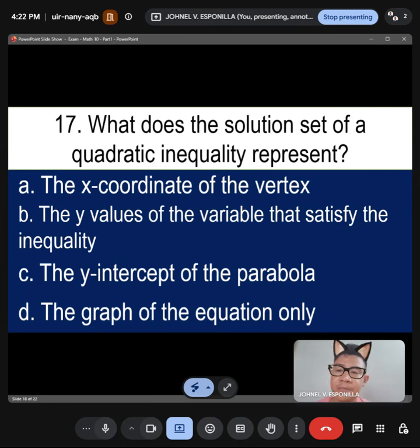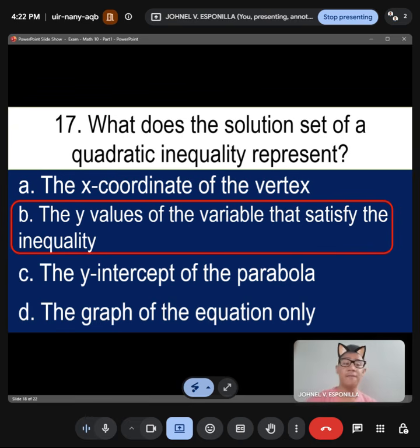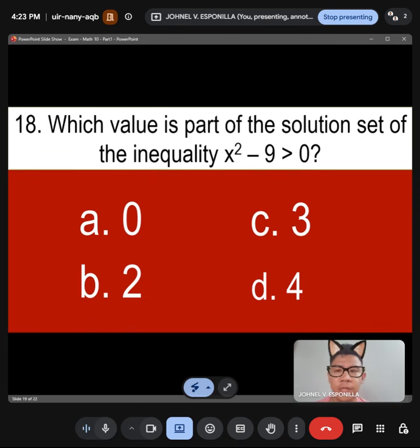Number 17. What does the solution set of a quadratic inequality represent? Quadratic inequality solution set. 5 seconds go. Okay, so solution set of the quadratic inequality represents the values of the variable that satisfies the inequality. Number 18. Which value is part of the solution set of the inequality x squared minus 9 is greater than 0? 5 seconds go.